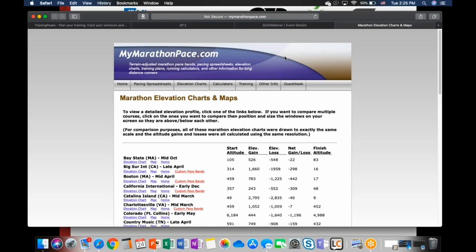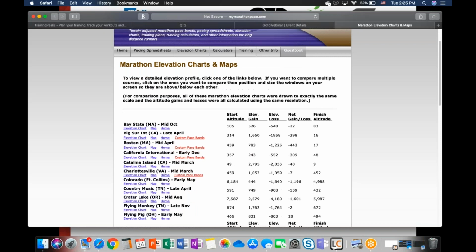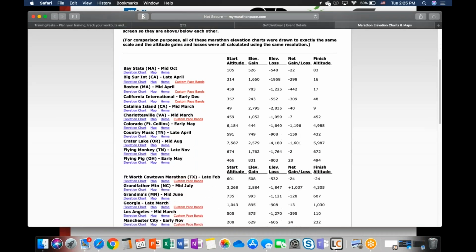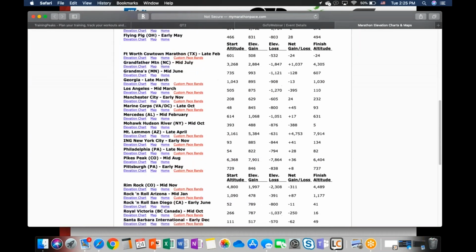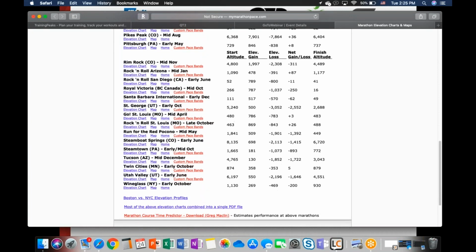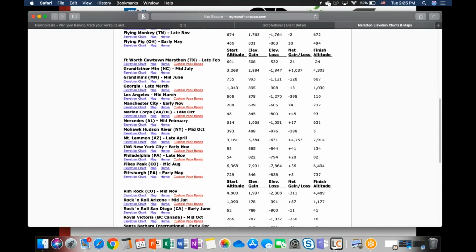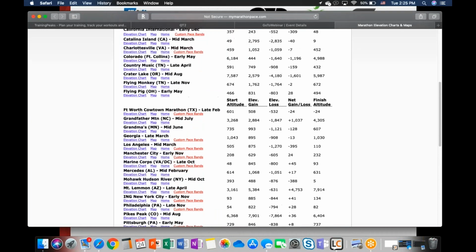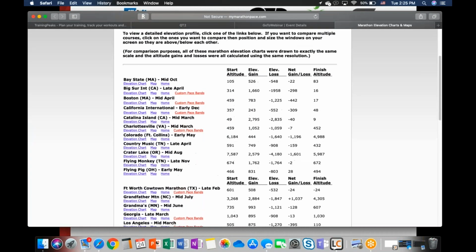Essentially, if you're looking for marathons, there's a bunch of different websites out there. This is just one example of one that I gave. It's basically mymarathonpace.com. It has elevation charts for a bunch of different races, as you can see. If you look on Strava, you can generally find race courses and how many feet of climbing there is. Map My Run is another one.